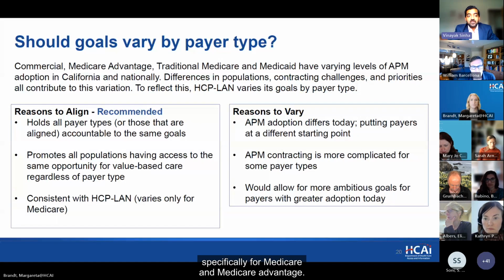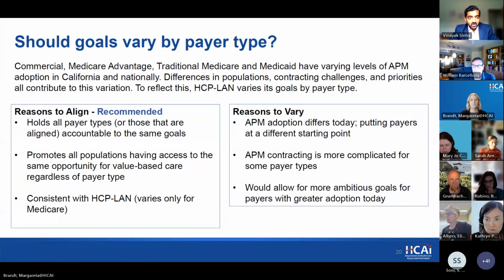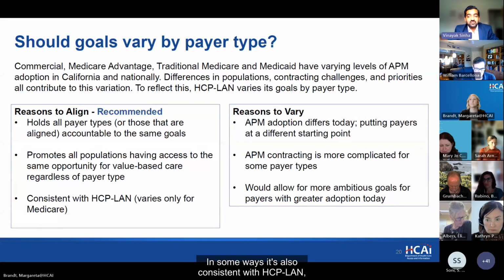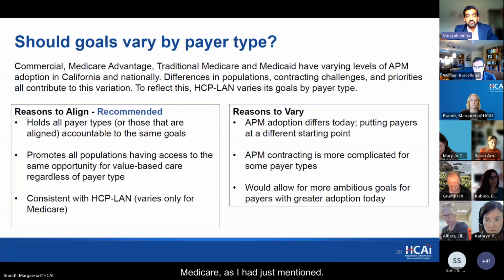Specifically, for Medicare and Medicare Advantage, they have different goals from what they have for commercial and Medicaid. So varying those goals by payer type would also allow for more ambitious goals for payers with greater adoption today, which we do see particularly in the California market and reviewed last month, for example, for Medicare Advantage. Though there are also some strong reasons to align payer type goals. It holds all payers accountable to the same goals and promotes all populations having the same access to value-based care. In some ways, it's also consistent with HCP LAN, which has the same goals for Medicaid and commercial, and then only varies for Medicare, as I just mentioned.